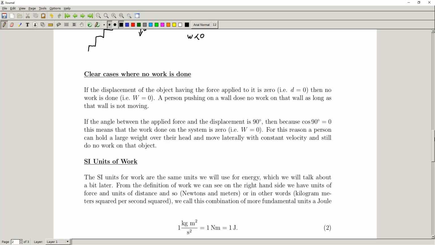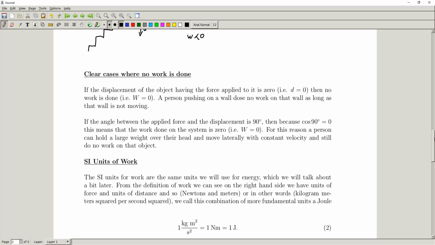So this is sort of like a person pushing on a wall, right? No matter how hard a person is pushing on a wall, if the wall is not moving, no work is being done on that wall by that person. So you can push as hard as you want on a cement wall or whatever. If the wall is not moving, you're doing no work on the wall.